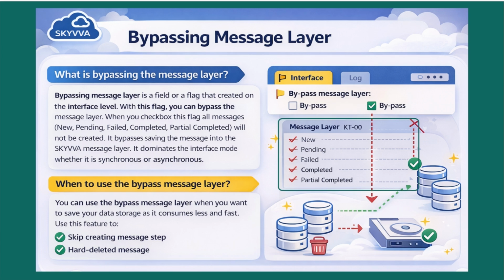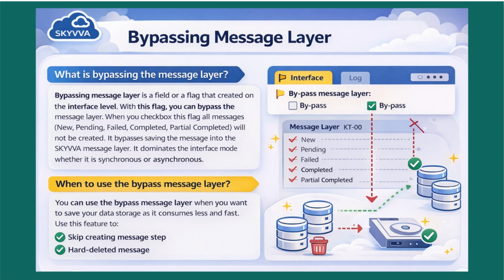How does it work? Normally, data goes through the message layer, where it is stored and processed. But in this diagram, when the bypass flag is checked, the flow goes directly forward. It skips message creation and storage. That's why you see a red cross on the message layer: direct flow to processing without saving data.